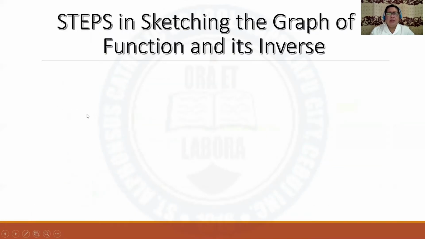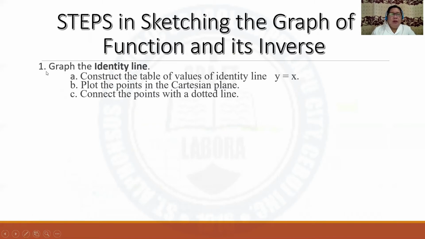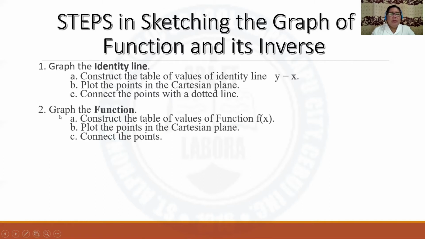Let us have now the steps in sketching the graph of a function and its inverse. First, you have to graph the identity line. Under this, we have to construct the table of values of the identity line y = x. Then plot the points in the Cartesian plane and connect the points with a dotted line. Then number 2, graph the function. Still, under this, we have to construct the table of values of the function, plot the points in the Cartesian plane, and connect the points.